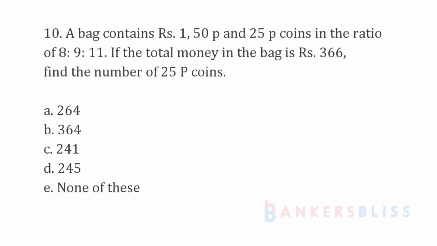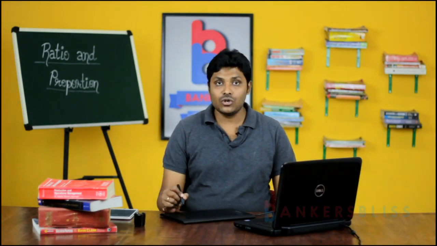Problem number 10. A bag contains rupees 1, 50 paisa and 25 paisa coins in the ratio 8:9:11. If the total money in the bag is rupees 366, find the number of 25 paisa coins. So, very simple. See, 1 rupee, 50 paisa, 25 paisa, total is rupees 366. So, what do you have to do?